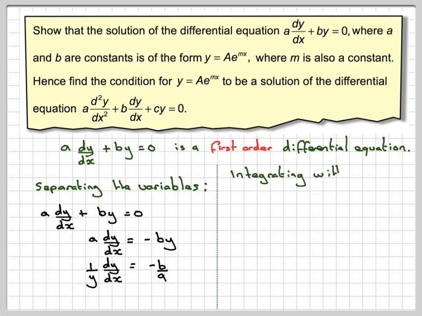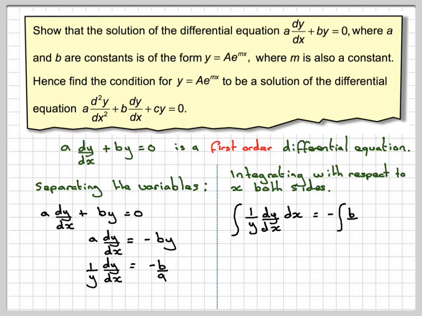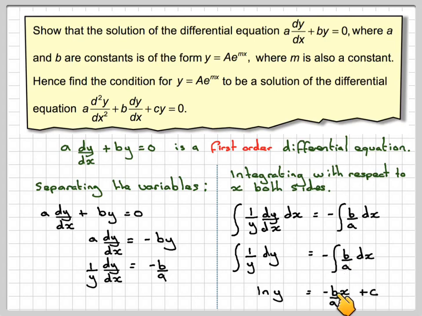Then we're going to integrate both sides with respect to x. So we've got the integral of 1 over y dy by dx is equal to minus, it's okay to take the minus out of the integral sign, of b over a dx. Integrating both sides by dx, doing the same thing to both sides. That becomes the integral of 1 over y dy is equal to minus the integral of b over a dx. Integrating, the integral of 1 over y is ln of y, and the integral of minus b over a, well, it's just a constant, so it's going to become minus b over a times x plus a constant.